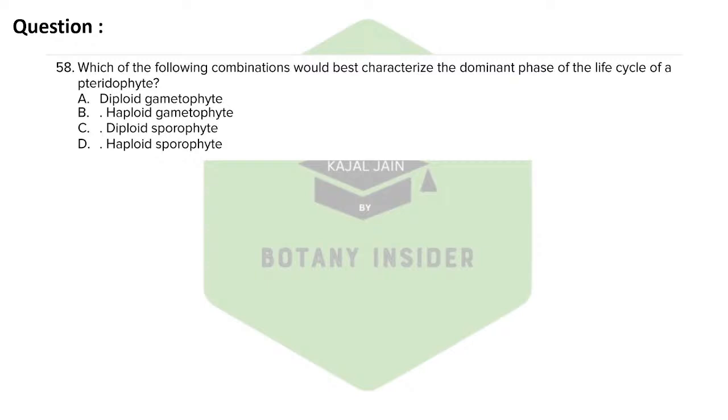Next question. Which of the following combinations would best characterize the dominant phase of the life cycle? Try the question, everyone. Diploid gametophyte, haploid gametophyte, diploid sporophyte, and haploid sporophyte. Which combination is the one that would characterize the dominant phase of the life cycle of pteridophytes?